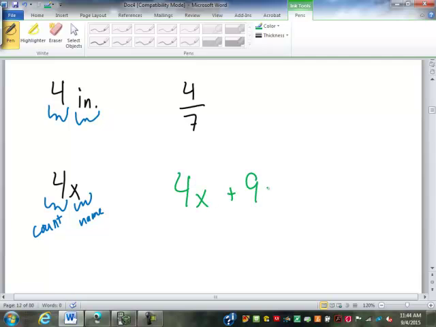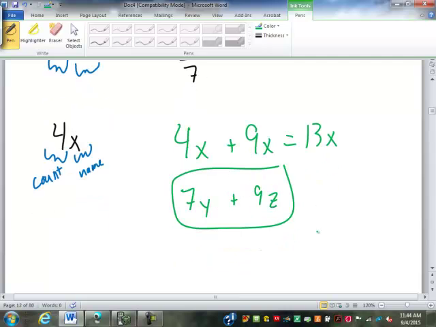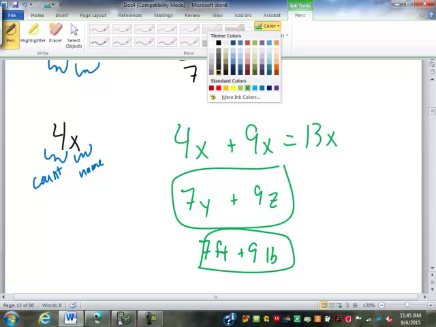4x plus 9x is going to make 13x. Just like 4 inches plus 9 inches would be 13 inches. 7y plus 9z is going to be 7y plus 9z. They have different names. Just like taking 7 feet plus 9 pounds couldn't be done because they have different names. 7y plus 9z cannot be done because they have different names.